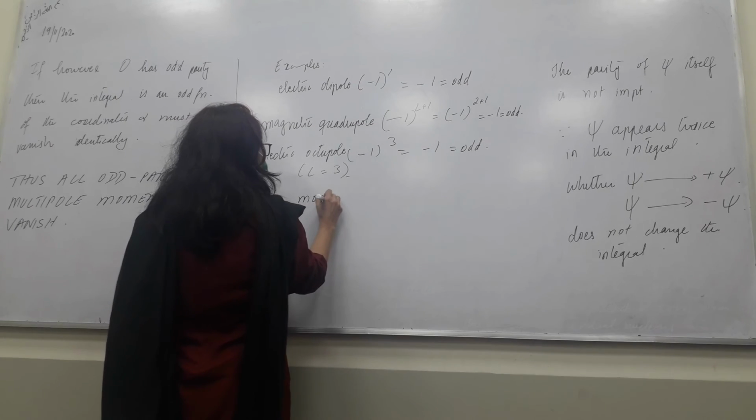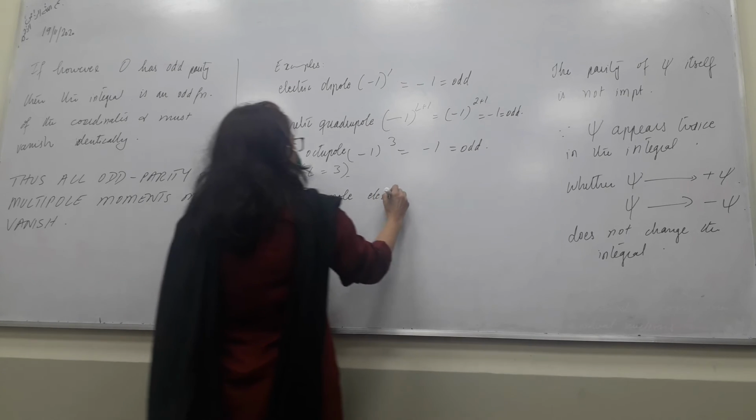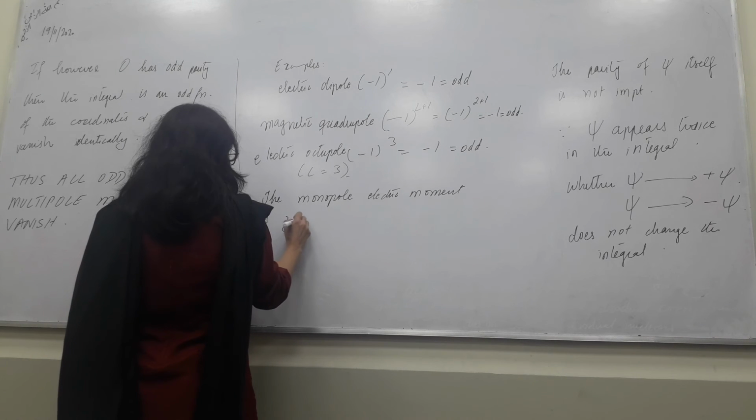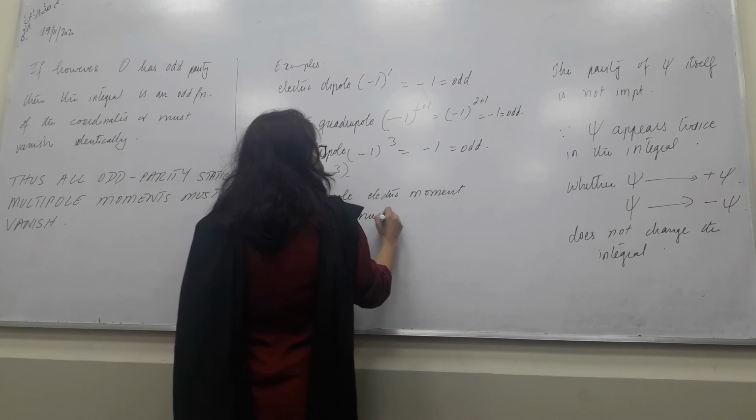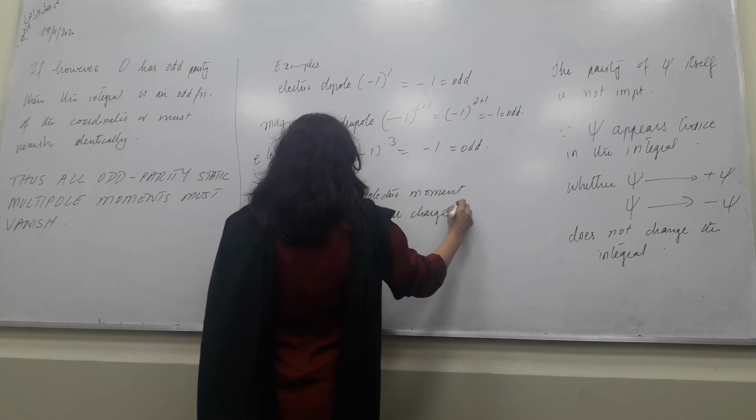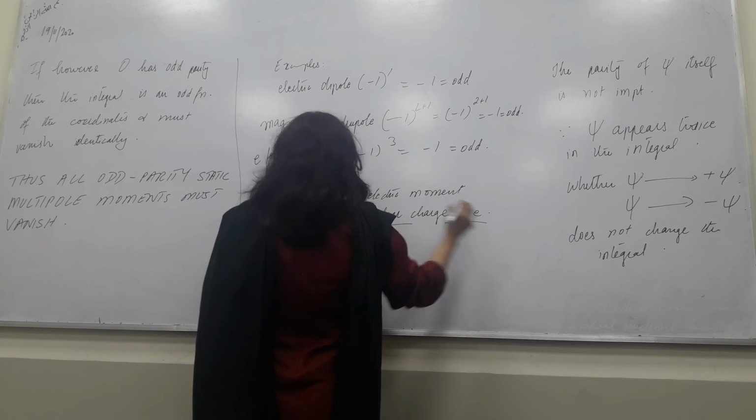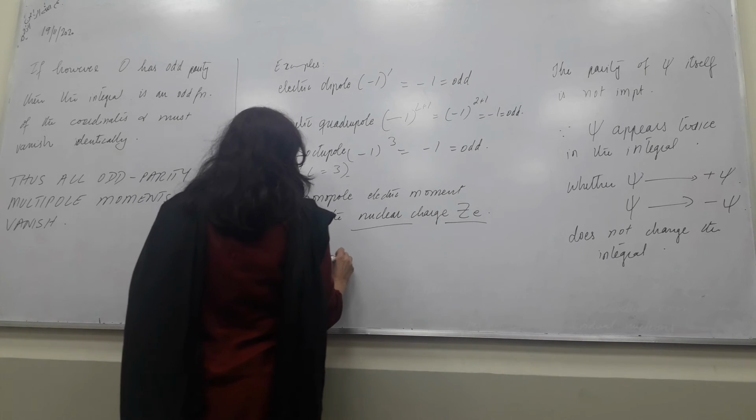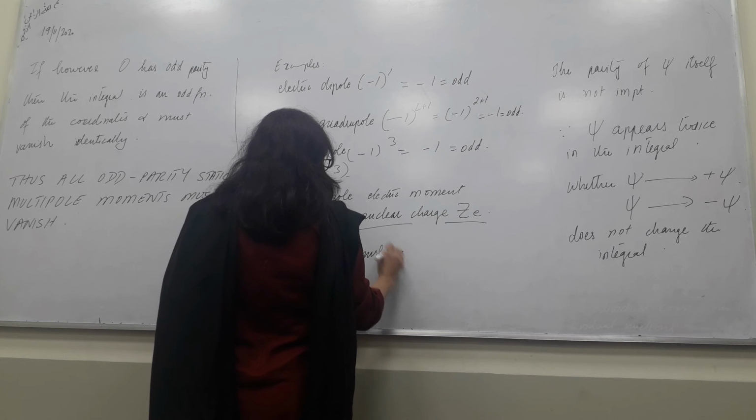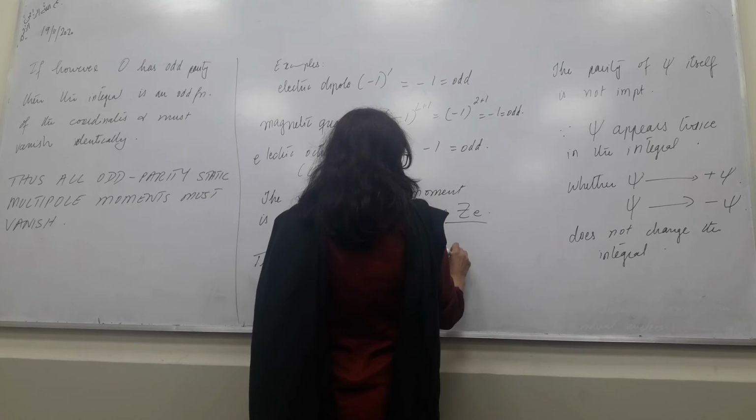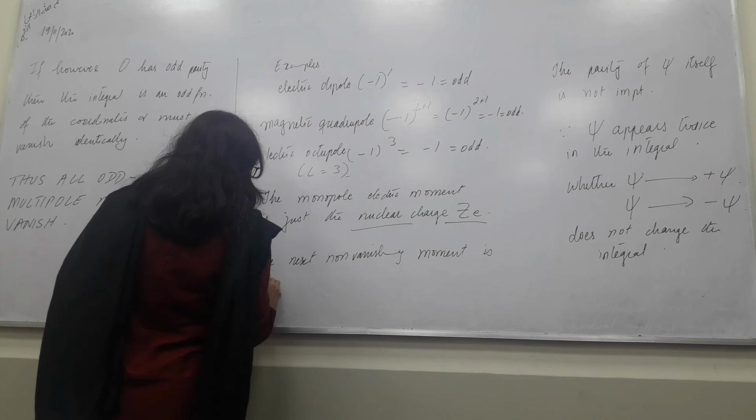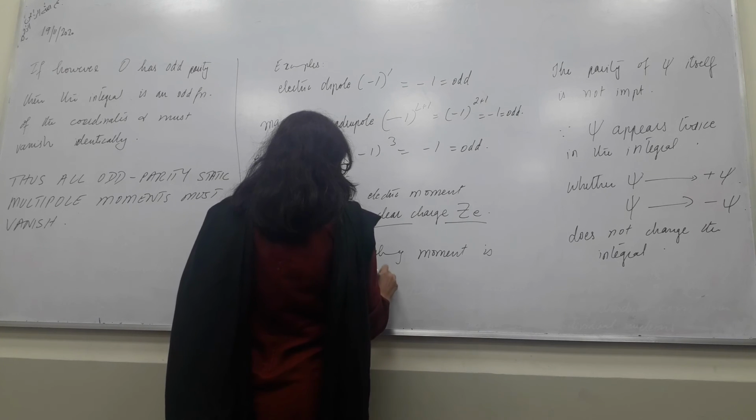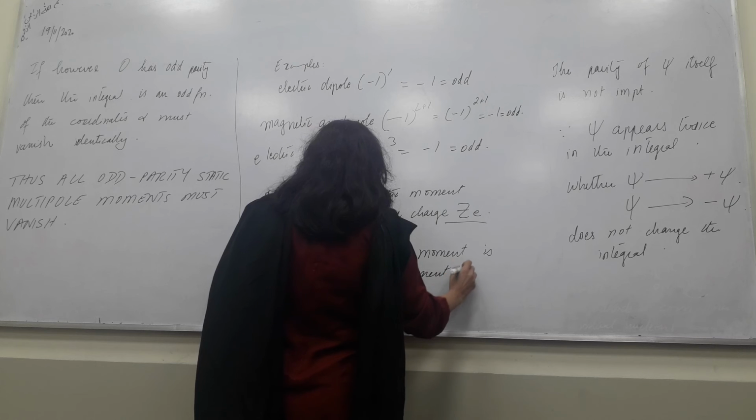So, the monopole electric moment is just the nuclear charge Ze, and the next non-vanishing moment is the magnetic dipole moment mu.